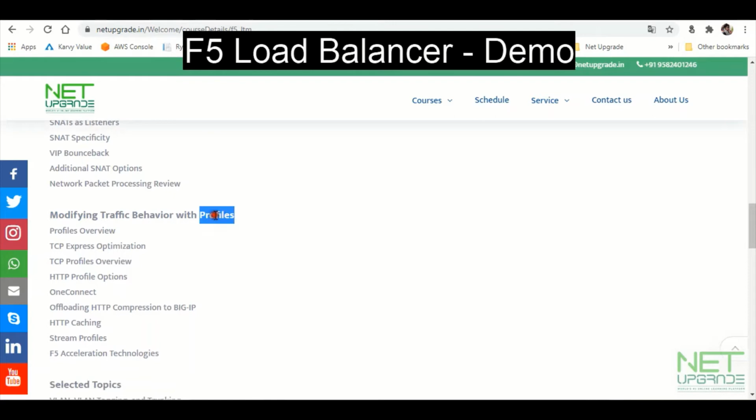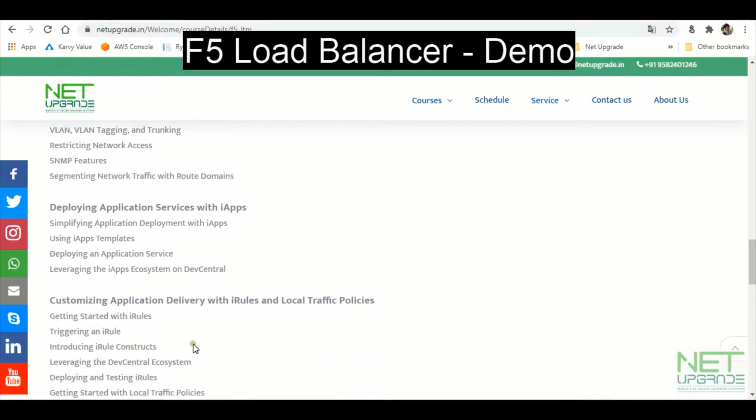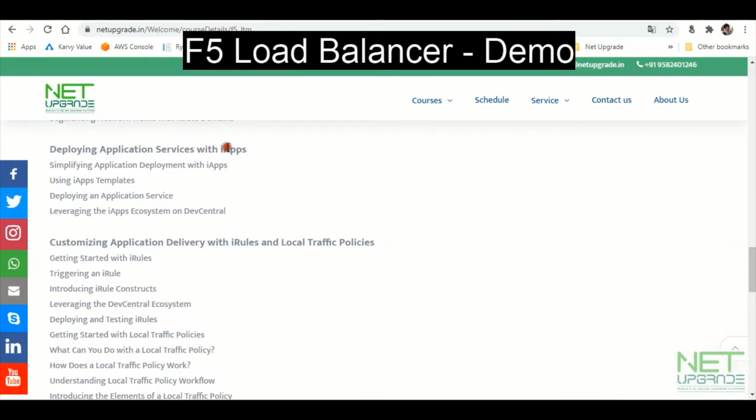Then we'll understand the profiles, what is a profile, what type of profile we are going to use, and then we'll understand some of the networking components like VLAN, tagging, trunking, SNMP, segment traffic and all. Then we'll move to iApps, what template is going to be configured, how to deploy the application services, and what are the leverages of the iApps ecosystem and DevOps.